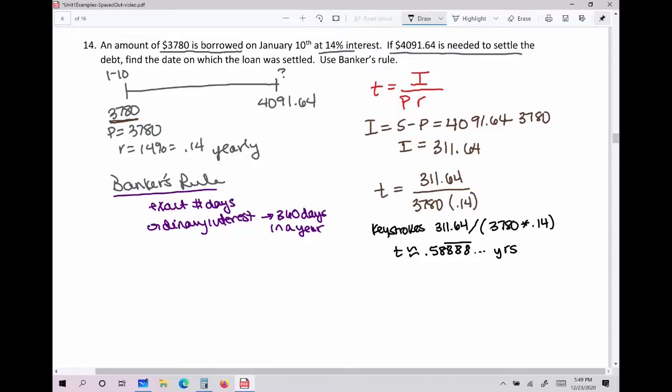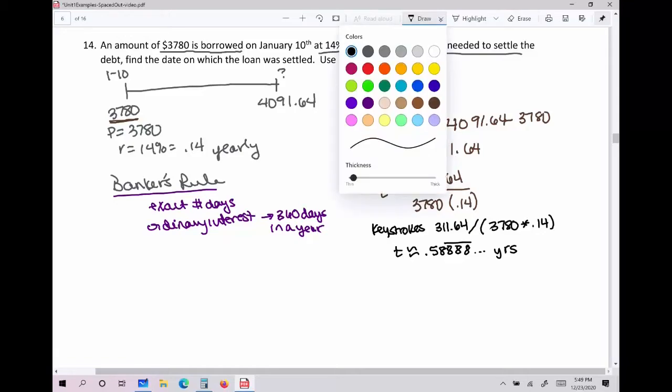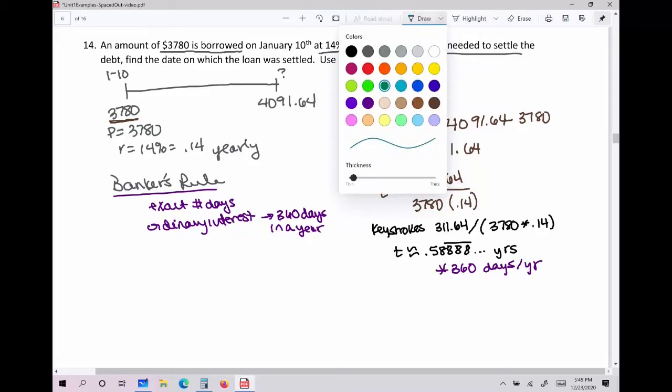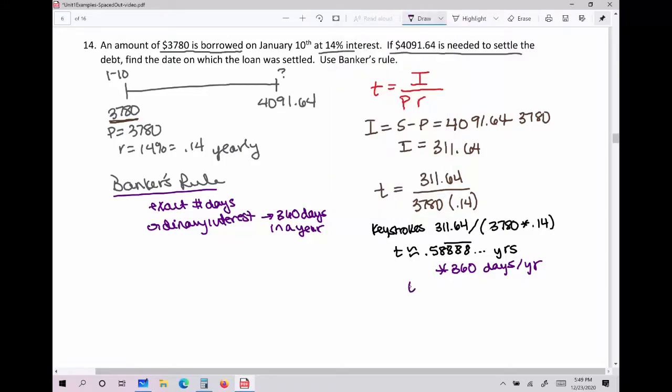But we want to use exact days, so we have to convert this to days. Ordinary interest, so we multiply by 360 days in a year. That's where our ordinary interest comes in. When we do that, we get T is approximately 212 days. Now we're going to take that forward from January 10th. Because it's less than 360, we're in the same year, so we don't have to worry about that, and we're assuming not a leap year.